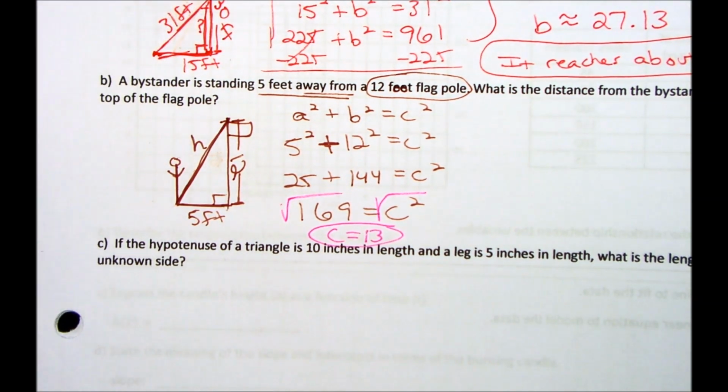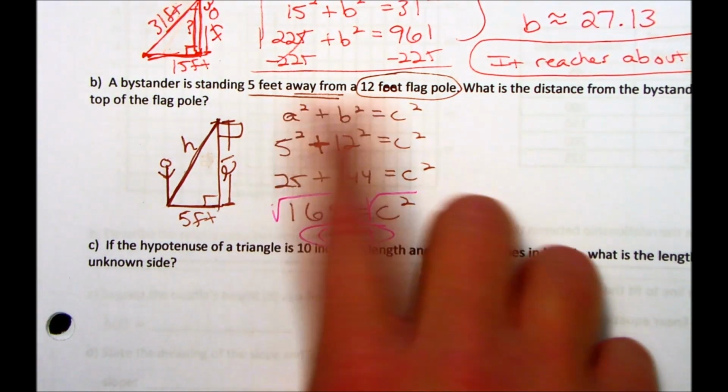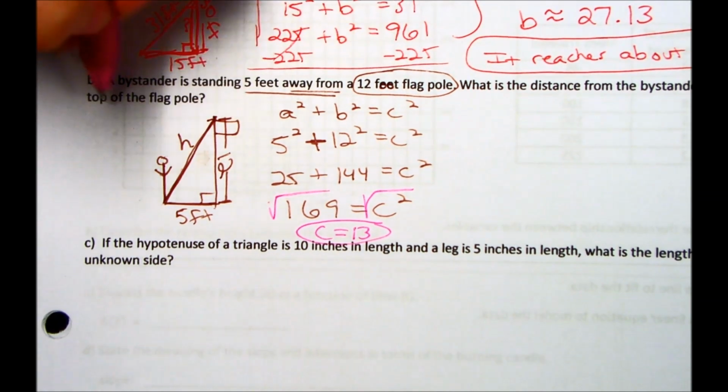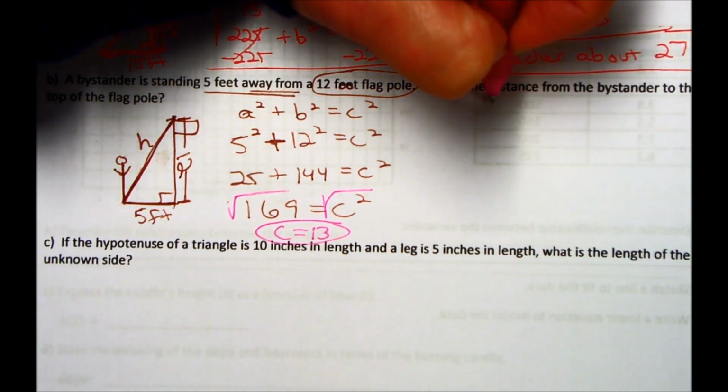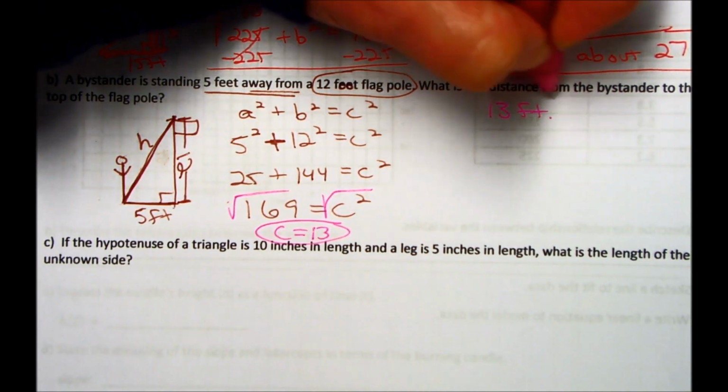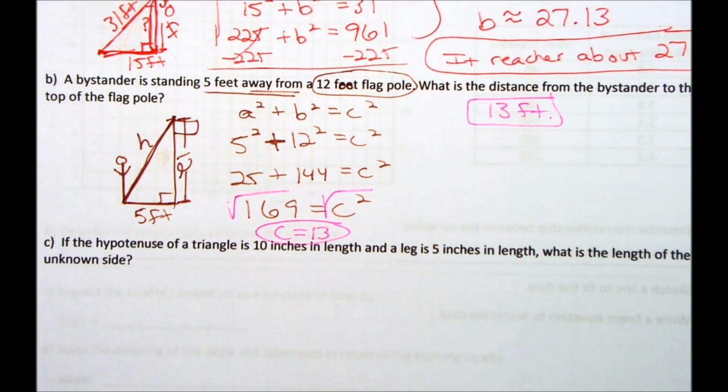So to answer the question, we were using feet, so the bystander, what is the distance from the bystander to the top of the flagpole? I would say 13 feet would be your answer.